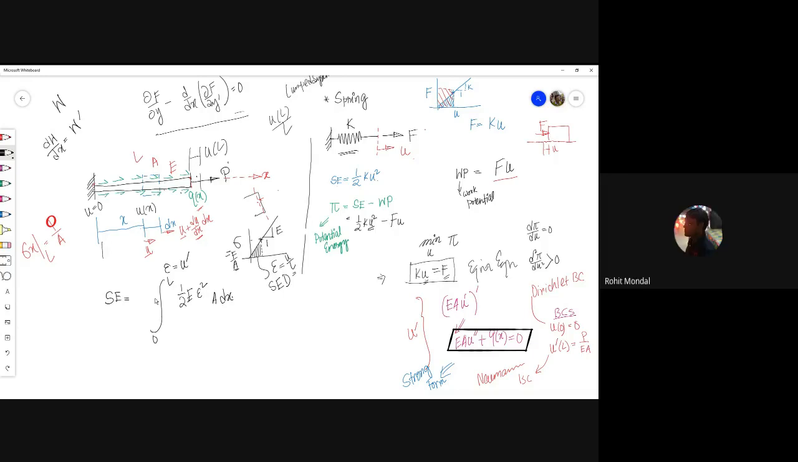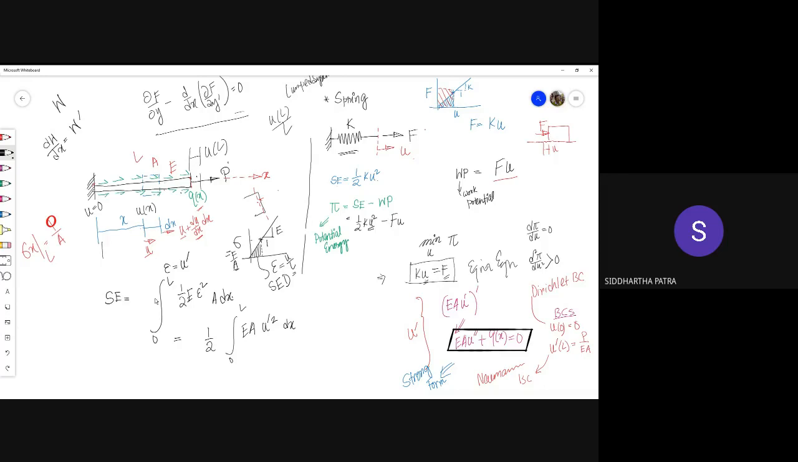Okay, so this expression would look like this: half comes out of the integration because it's not a function of x. E and A could be functions of x. For the timing I'm leaving it there, but later I'll assume that they are constants. Then the integral of U prime squared dx, that is the strain energy.